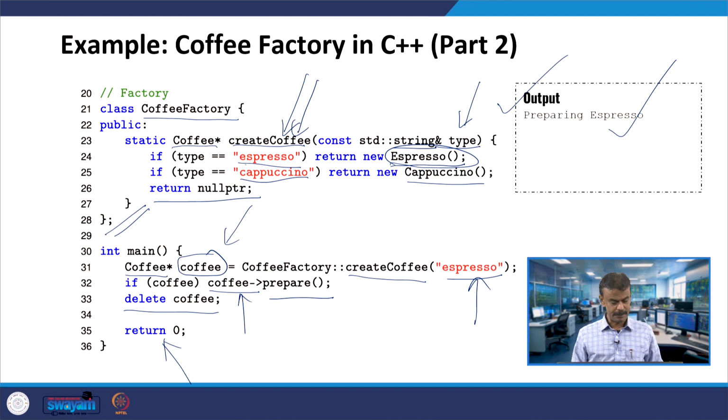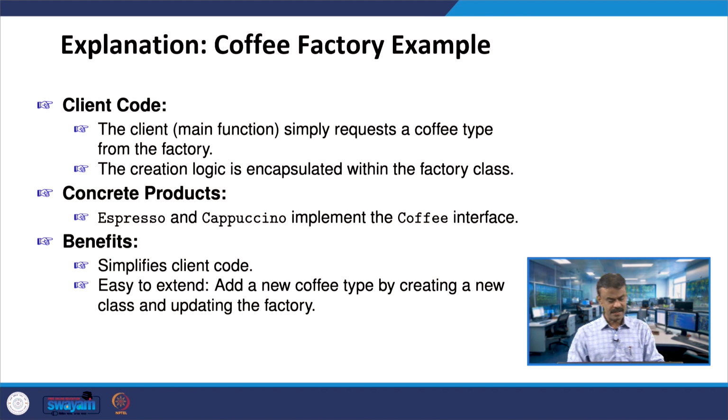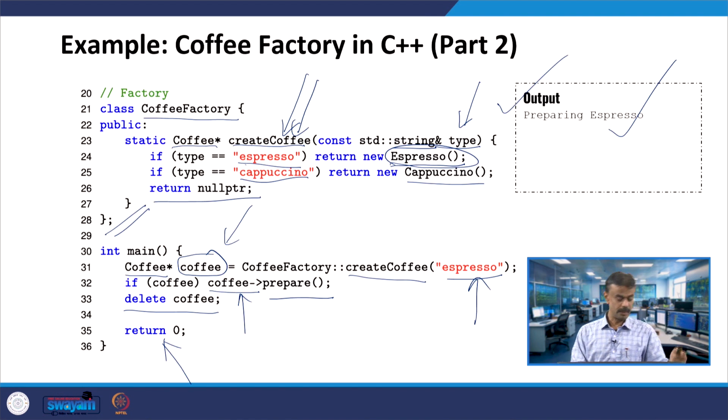We had seen the coffee factory example itself, and this example is useful for learning the factory pattern. So, you have learned the factory pattern. In the previous example, what do you mean by client code? The client is nothing but the main function, which simply requires a coffee type from the factory. The main function is simply requesting the coffee. You have a pointer object under coffee, and you are ordering create coffee espresso, exactly the same analogy.